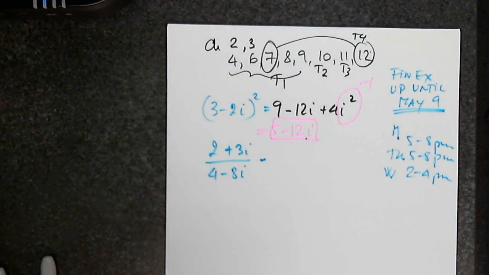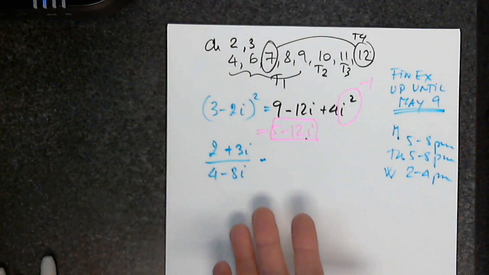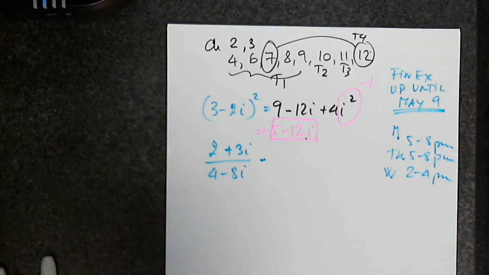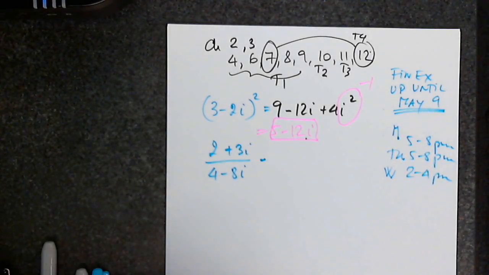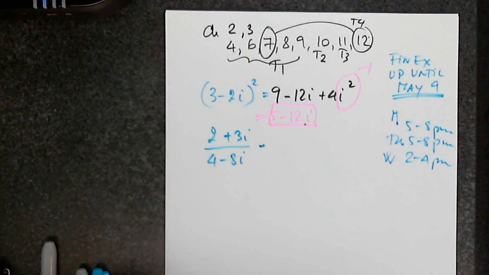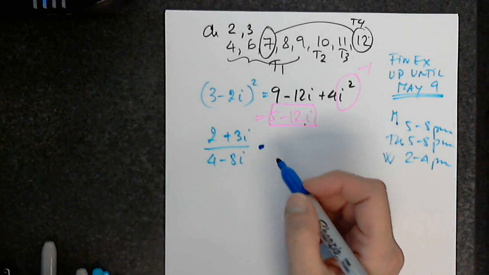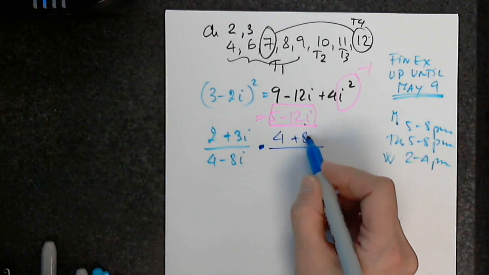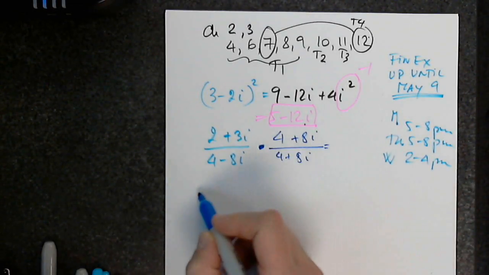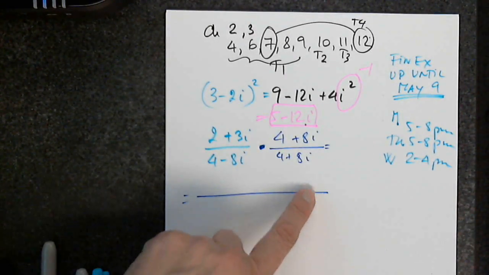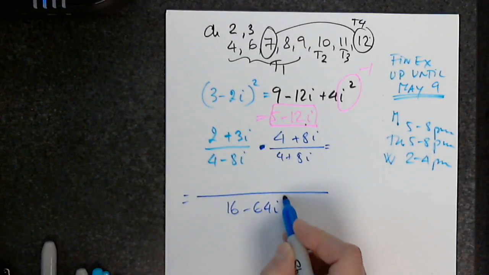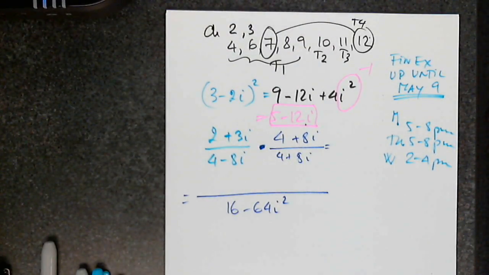Good. What about the second one? What could I be asked here to do? Well, this is a division of 2 complex numbers. So we're asked to divide. How do I divide 2 complex numbers? Very good, by the conjugate of the denominator. Correct. So 4 plus 8i, 4 plus 8i. For the denominator it is easy because I have a minus b times a plus b, which will be 16 minus 64i squared.